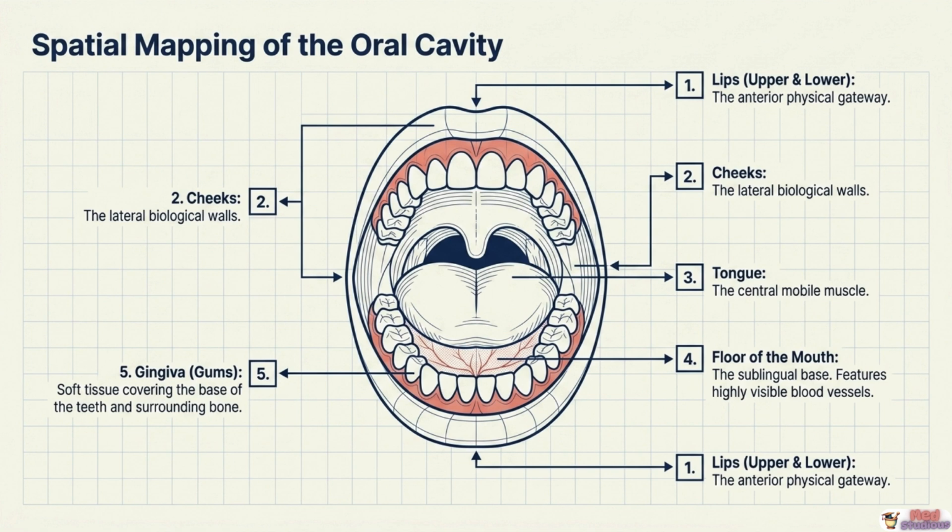Together, these 5 structures form the functional chamber where mastication, taste, and speech all happen. Examiners love testing this basic mapping because it's foundational. If you can't name the walls of the room, you can't understand what happens inside it. Keep these 5 locked in.